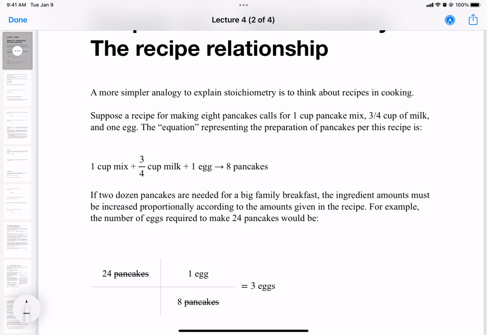So say we want 24, right? So we take 24, and we know that for every 8 pancakes we need 1 egg. So we're going to set this up using dimensional analysis. So we know that if we want eggs in the end, we're going to divide by the number of pancakes and multiply by how many eggs it requires. So our ratio is 1 egg over 8 pancakes, and we get 3 eggs. So 24 divided by 8 equals 3.